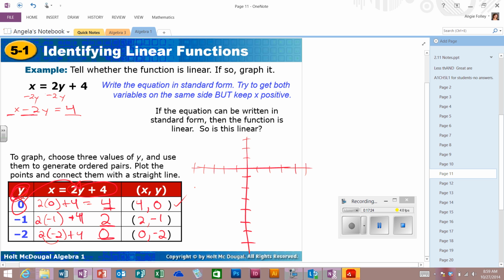So my first point is over 4, up 0. 1, 2, 3, 4, up 0. So right on the line. Then over 2, down negative 1. So over 1, over 2, down negative 1. Then over 0 and down negative 2. Now, like I said, if you don't draw your little dashes equidistant apart, this won't end up looking like a straight line. So yes, this is a function, and yes, it is linear because it makes a line.